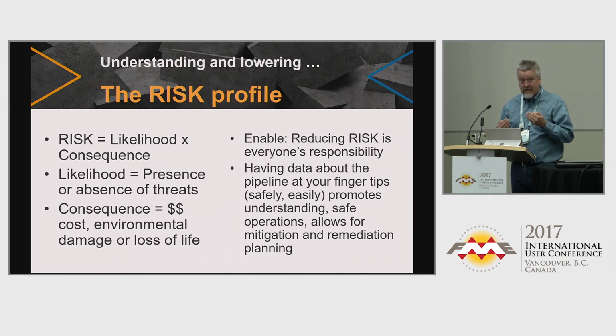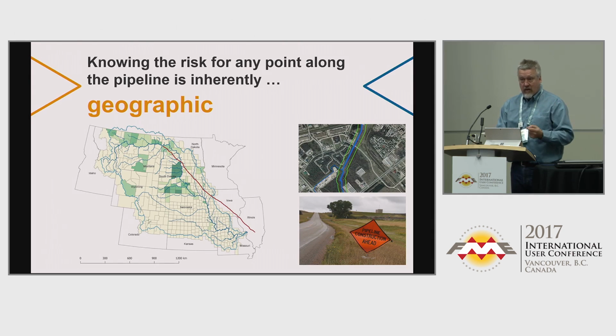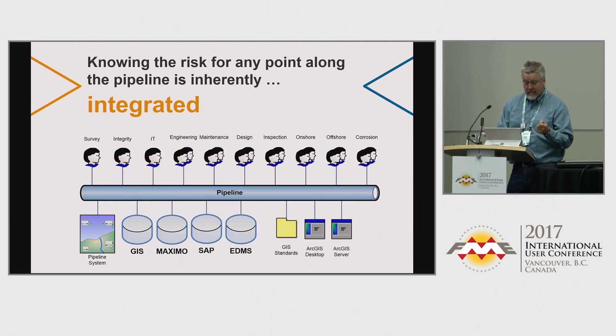All right, so when you take that as one of your purposes, why are we doing this and how do we do this? Getting information out to people is really, really important. And getting it out in a way that they can consume it easily is important, right? So having data about the pipeline at your fingertips, safely and easily, promotes understanding, safe operations, and allows for mitigation and remediation planning, because that is always ongoing. So look at the risk of a pipeline system. It is inherently geographic. If you go on a pipeline system on a map and click on any point, you should understand where are my threats and what are my consequences. We need to be able to give that information to the people who are operating the pipeline.